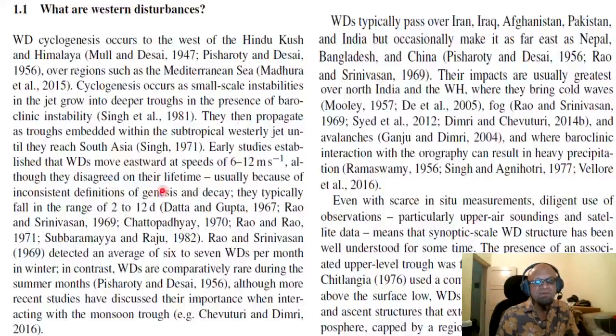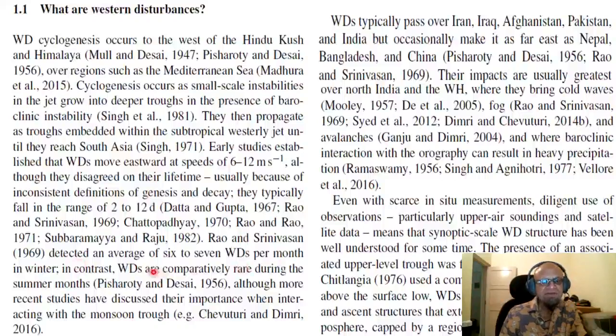Early studies established that WDs move eastward at speeds of 6 to 12 meters per second, although they disagreed on their lifetime, usually because of the inconsistent definitions of genesis and decay. They typically fall in the range of 2 to 12 days. Lots of papers are cited here that you can follow up with.